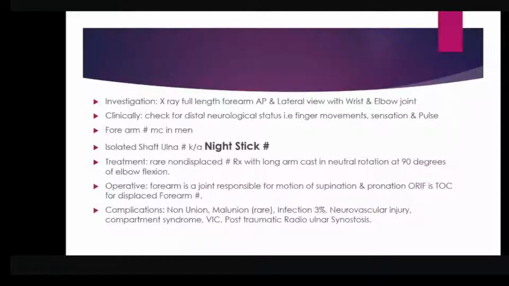Now the complications of any fracture can be divided into two categories for you: early complication and late complication. Early complication may be of three types: one is vascular injury, one is soft tissue injury, one is nerve tissue injury.